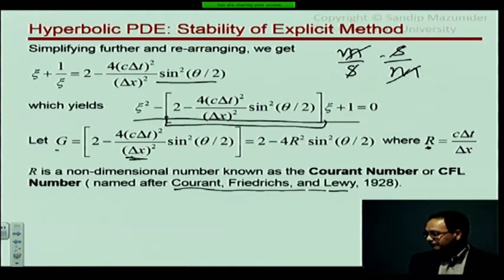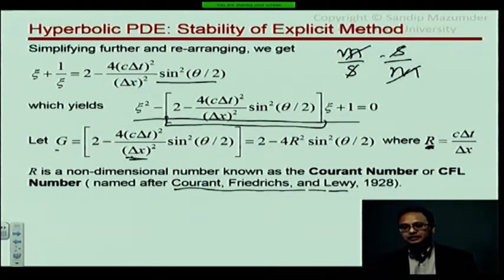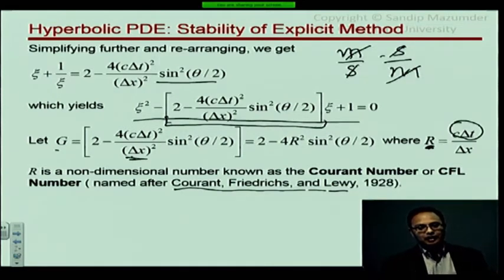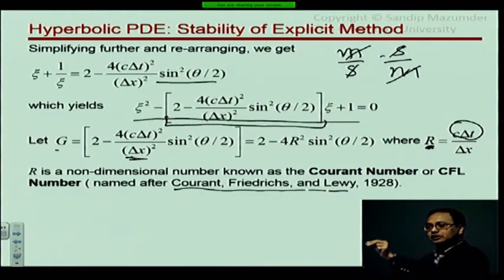Physically, there's a meaning to this number. If you look at c delta t, what is that? That is how much distance the wave propagates in time delta t, because c is the speed of the wave and delta t is the time step. So the wave is moving from here to here in time delta t. In the denominator, you have the grid spacing, delta x. So you're comparing how much the wave moves in one time step to your grid spacing.